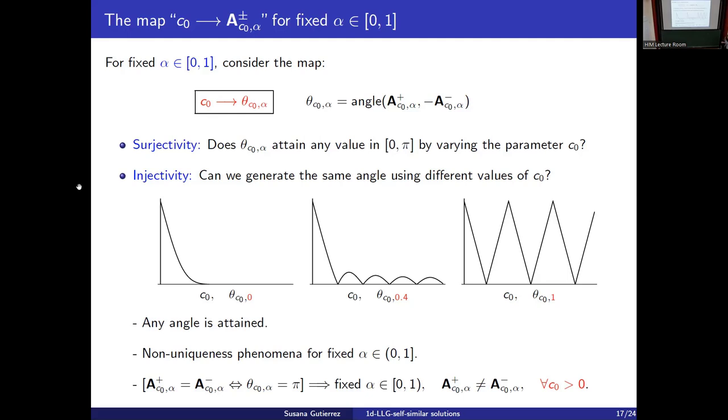But is it proven analytically that any angle is attained? Analytically, you can prove that if the angle is small between A plus and A minus, it can be proved that there is a unique solution. That's what we need. When the angle is big, so when we are at this level, then you need to restrict somehow the class of solutions to avoid having multiplicity of solutions.